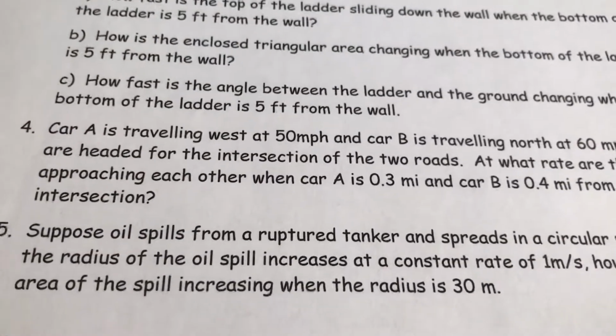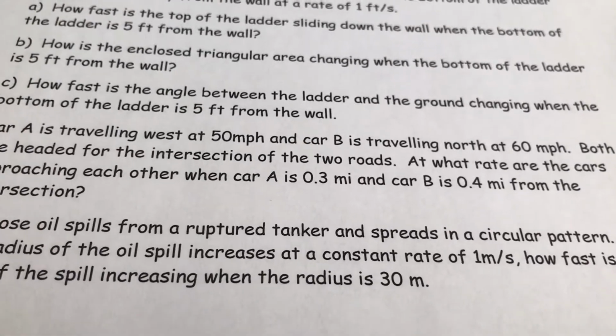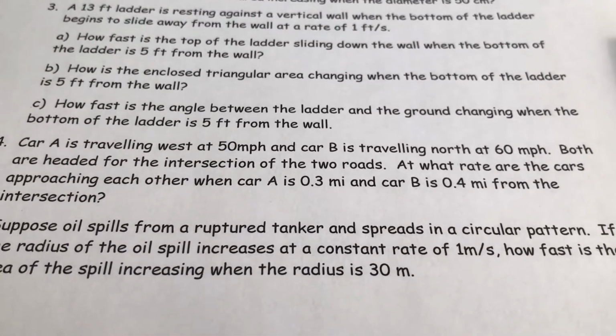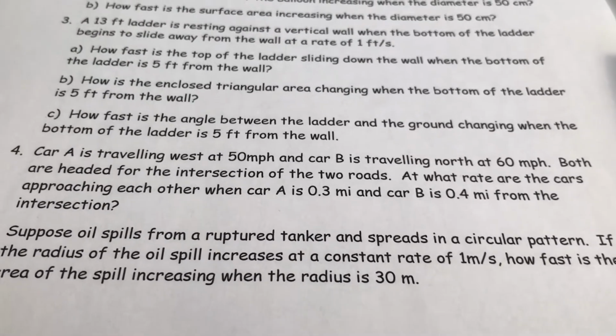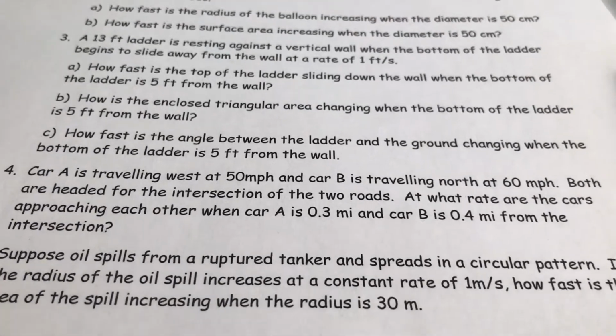So car A is traveling west at 50 miles per hour and car B is traveling north at 60 miles per hour. Both are headed for the intersection of the two roads. At what rate are the cars approaching each other when car A is 0.3 miles and car B is 0.4 miles from the intersection?